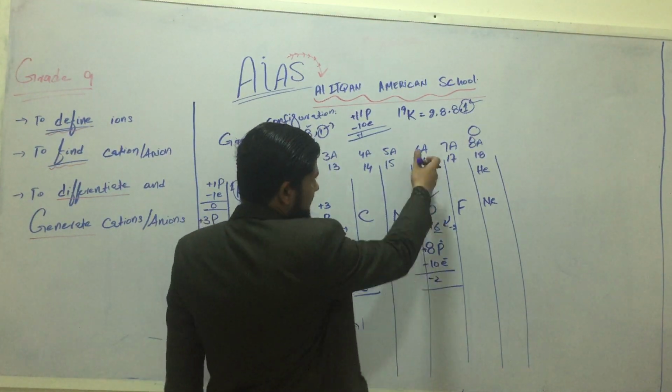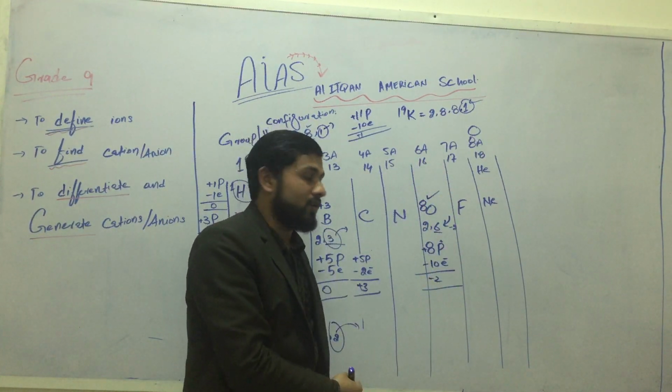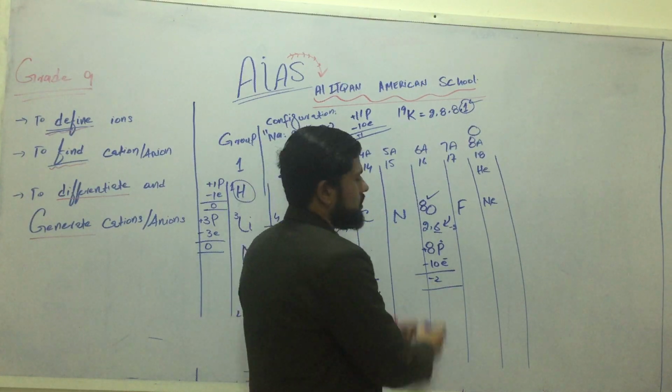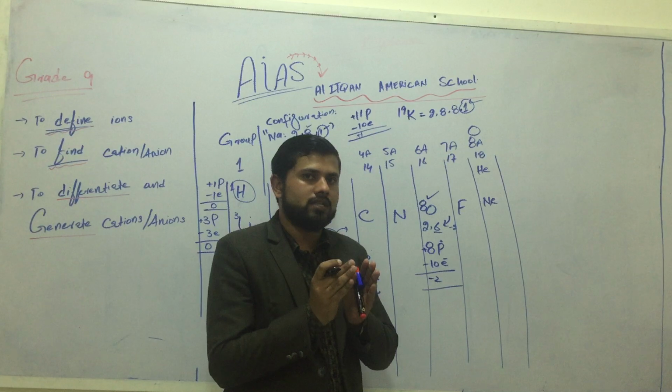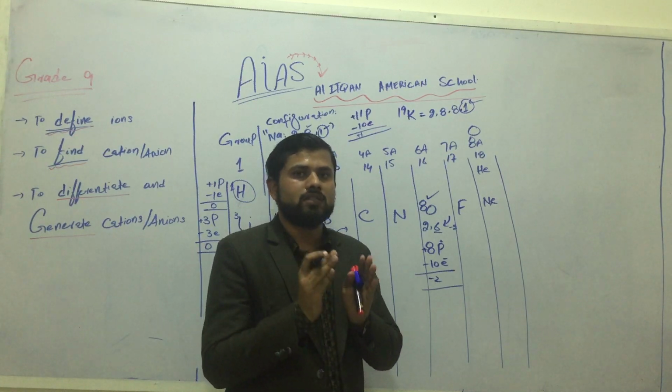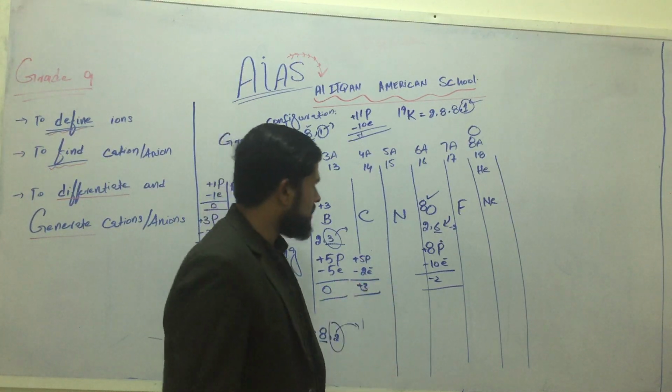2. Yes, so the next elements after oxygen, you can try on your own. You will get a negative charge. So these are anions. Anions means the negatively charged elements. Negatively charged elements are called anions, and positively charged elements are called cations.